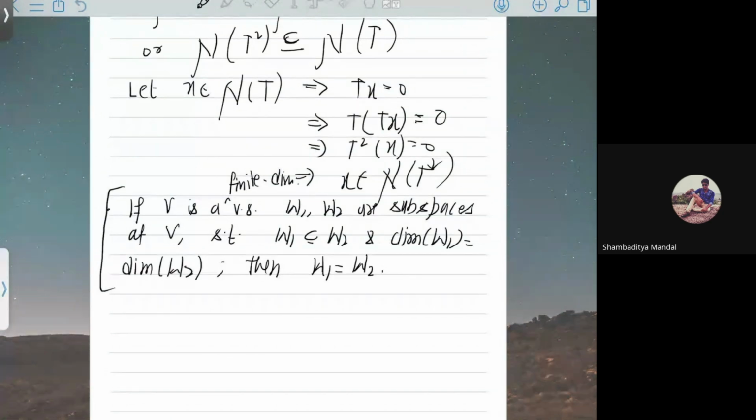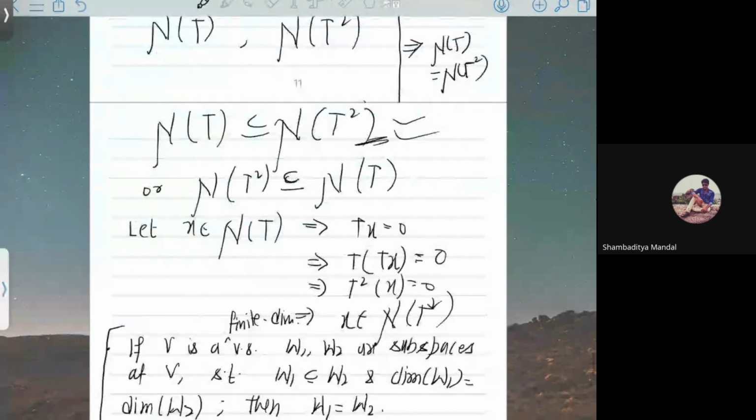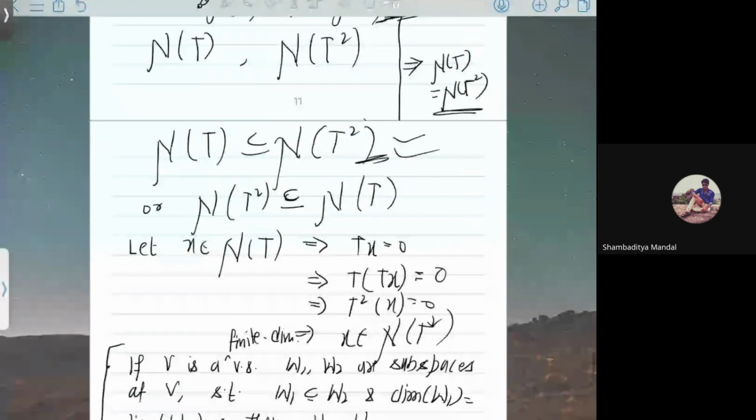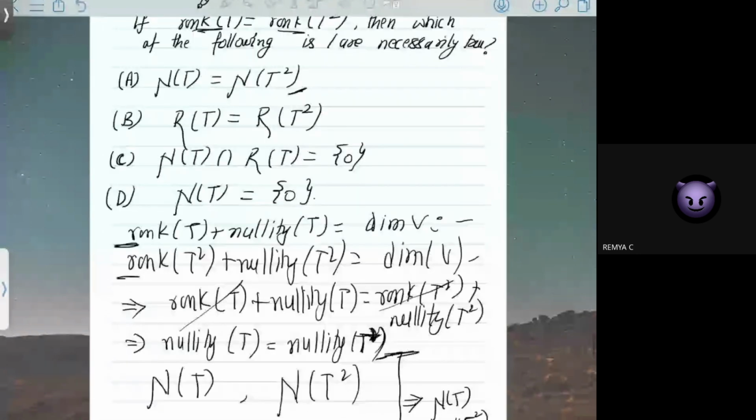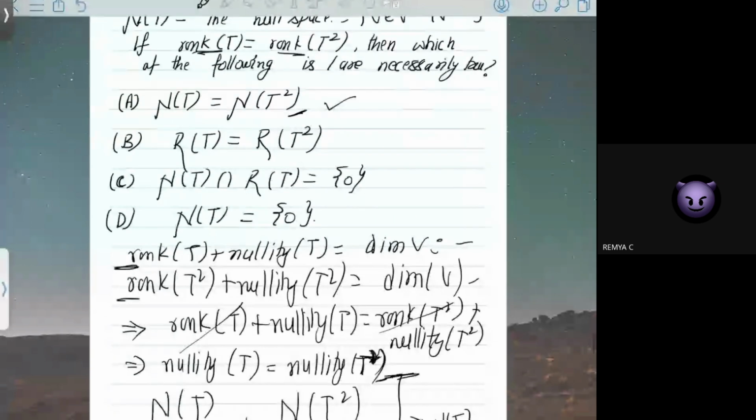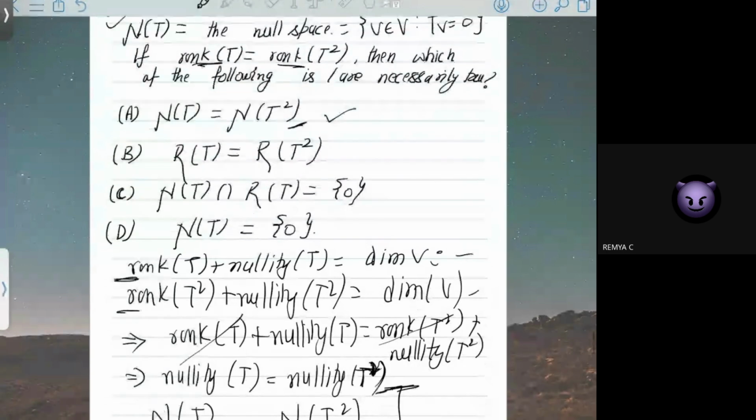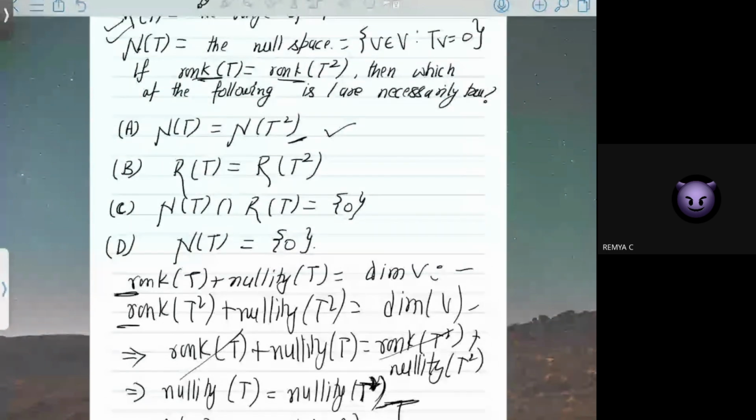Yes. So can I conclude from this statement that null space of T is equal to null space of T square? Yes, ma'am. Okay, thank you. So statement A is correct. Right? Okay. Now we just check for the statement B.